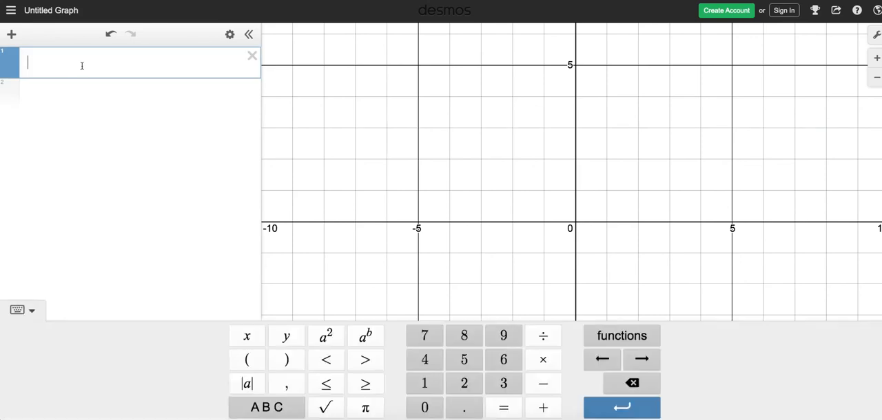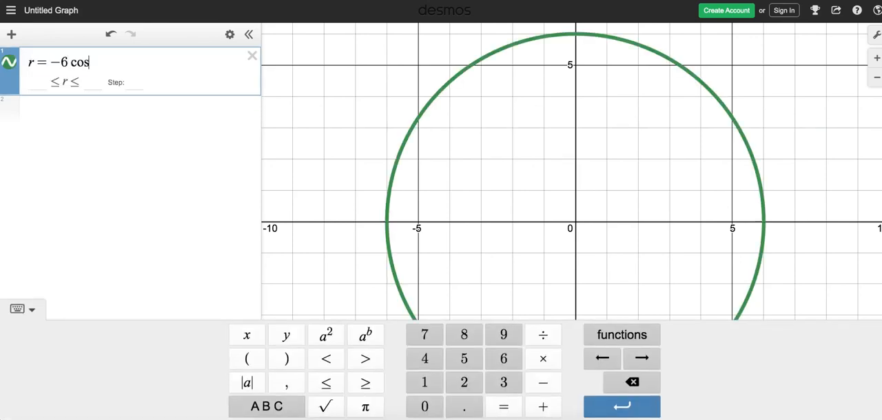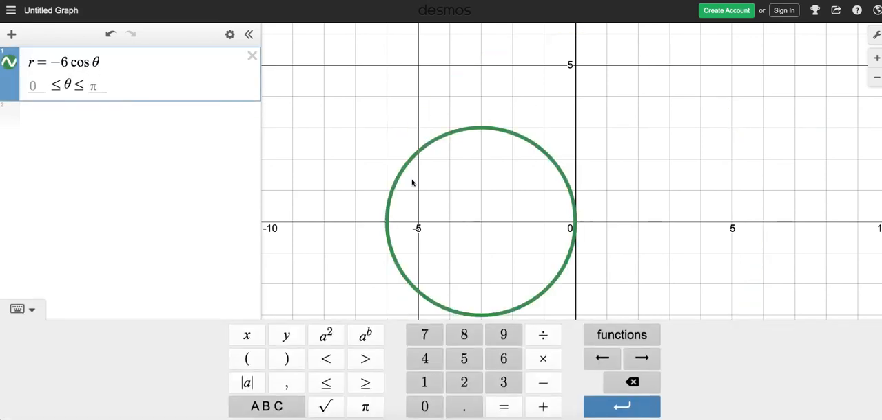We type that into Desmos here. Notice we get a circle. The center of the circle is at -3, 0, and the radius is 3. And it's opening up to the circle on the left side of the y-axis here.